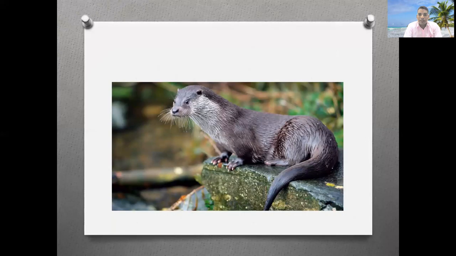Next, what animal is this? This animal lives in the water also, and on land also. And I think this is dangerous. What is the name of this animal? This is a sea animal.